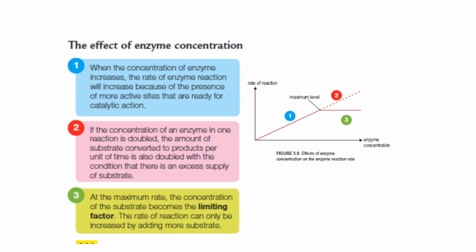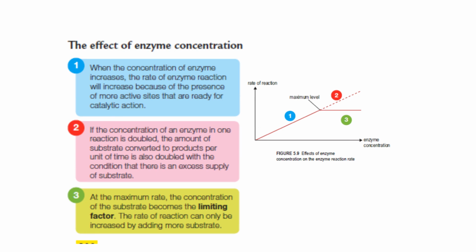The second phase shows that if the concentration of enzyme in the reaction doubles, let's say from a concentration of 20 to 40, the amount of substrate converted to product per unit time also doubles. But with one condition, which is that there is no excess supply of substrate. Means kita hanya tambahkan kepekatan enzyme dan kita tidak ubah bilangan substrate. So di sini dia akan jadi meningkat.